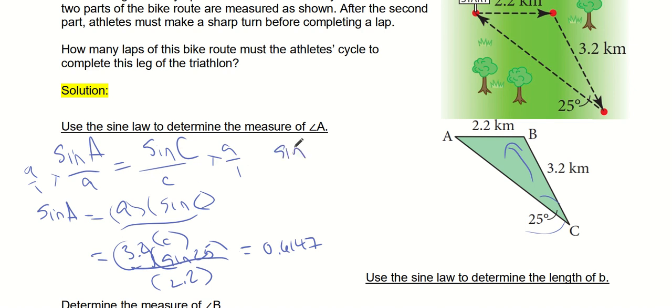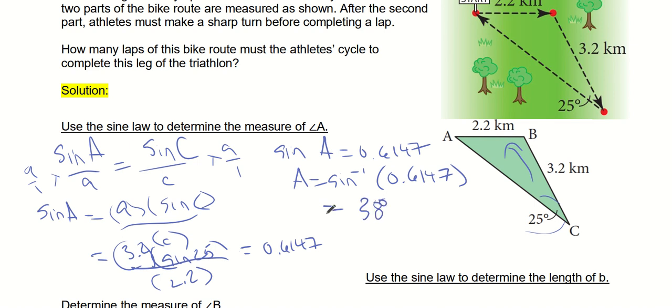So sine A essentially equals 0.6147. To find A, we have to get rid of the sine, so we use the inverse of sine on 0.6147, and that gives us a value of 38 degrees. That's what A equals. So there we go, we found what A is. We can drop it in the diagram, 38 degrees.